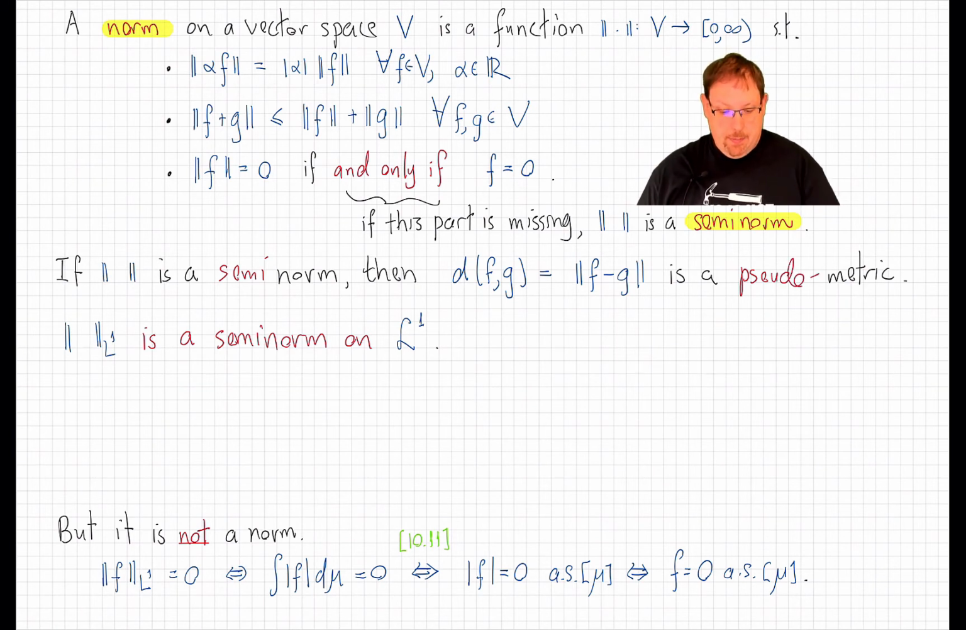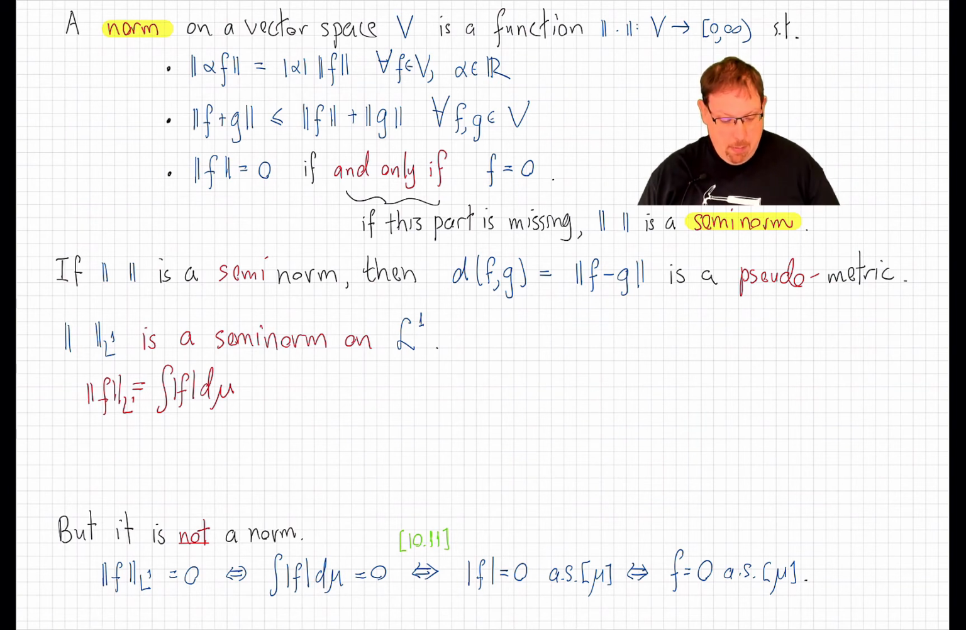So here's the deal. The L1 norm is actually a seminorm on L1, but it's not a norm. To see that it's a seminorm, we just check each of the properties, and most of them are practically immediate. Just remember that the L1 norm of a function is defined to be the integral of its absolute value against the measure. So the fact that it takes non-negative values and respects scalars in this way are basic properties of the integral that we proved several lectures ago.